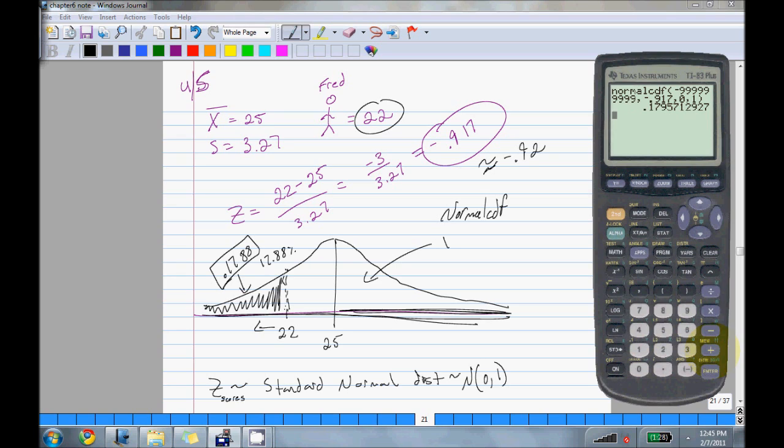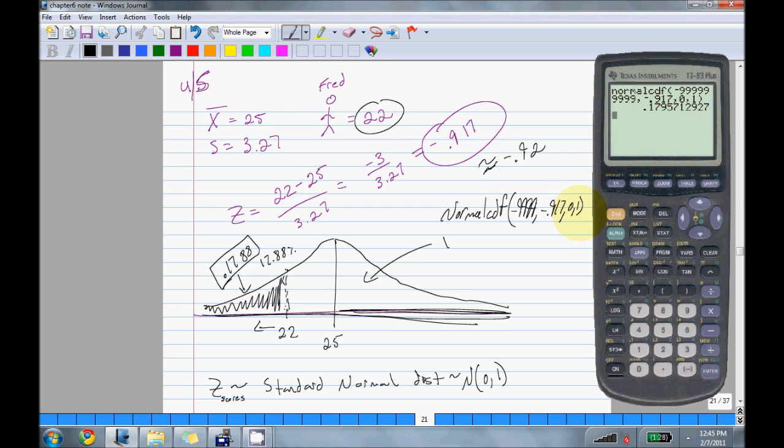Now we're just going to close the parentheses and hit enter. We're going to get 0.17. What did I get before? 0.1788. Well, you're like, it's not the same, and that's because the table can only be so accurate. With this calculator, we can get to fine detail. So normalcdf, negative 9999, whatever, to negative 0.917, comma 0, comma 1. Now, typically, if you know the z-score, you don't have to put in 0 or 1. You can just end after negative 0.917, and it'll give you the same thing.